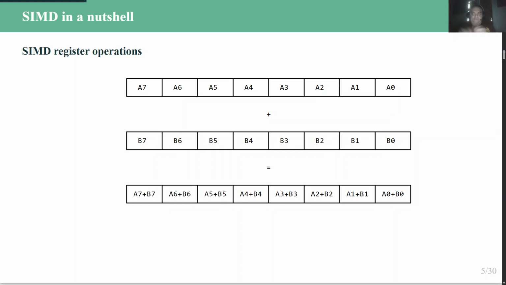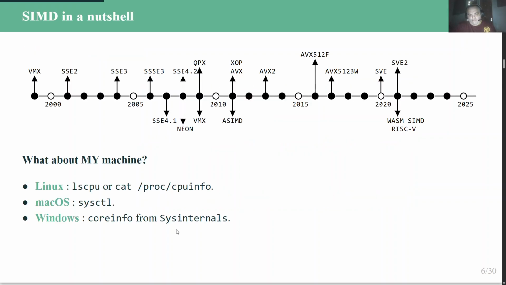So now, we said that we had a bunch of different architectures and extensions. What are we actually talking about? We basically are thinking of this.